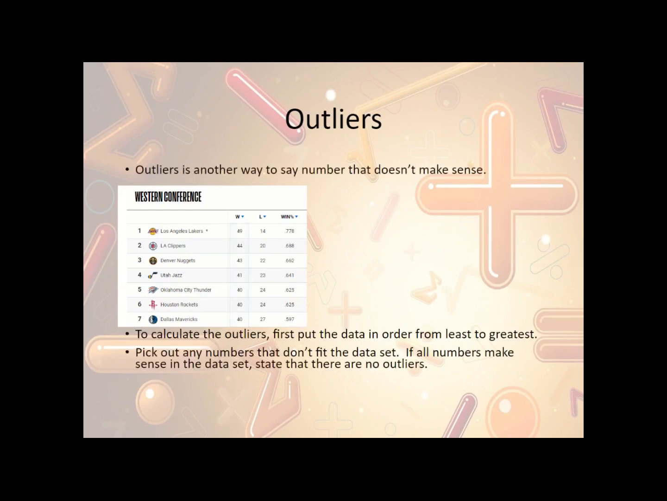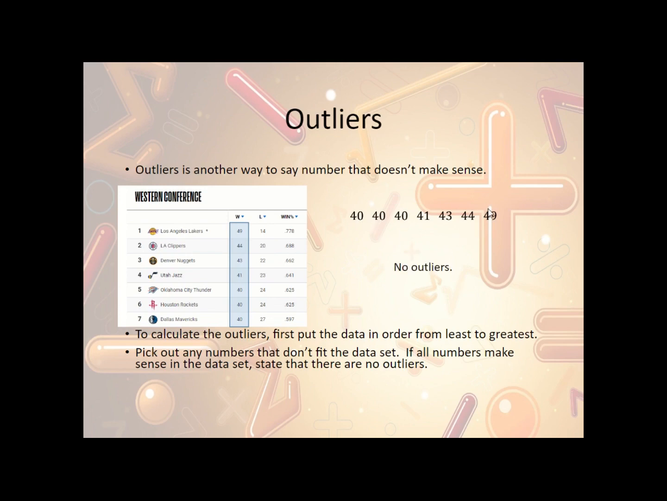Now, again, we take our point totals. We have 40, 40, 40, 41, 43, 44, and 49, and they're all really close to each other. So if there's nothing that really stands out, it's not really far away, then don't call it an outlier. Only call it an outlier if it's very, very obvious that it's way away from everything else. So in this one, we'd say there's no outliers.